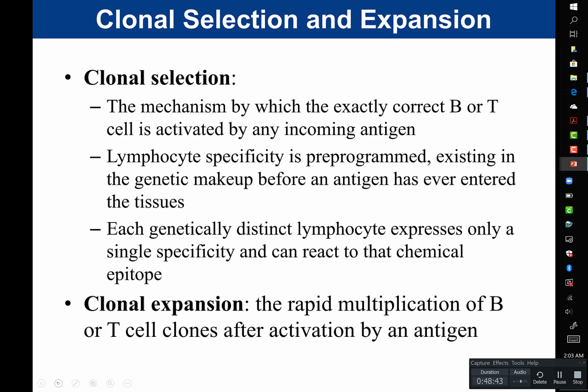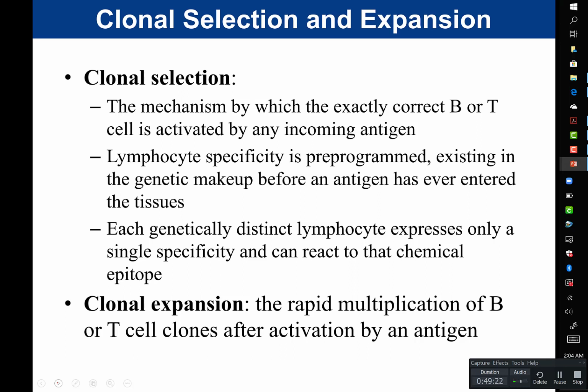So when we look at how clones are produced, we call this process clonal selection. Clonal selection is the mechanism by which the exactly correct B cell or T cell is activated by an incoming antigen, meaning that if the B cell or T cell has the appropriate B cell receptor or T cell receptor, that lymphocyte is going to be stimulated to produce more of itself. That's the clonal selection.